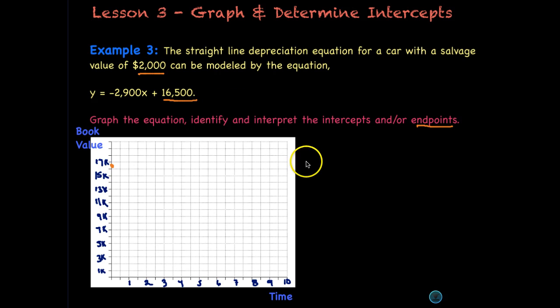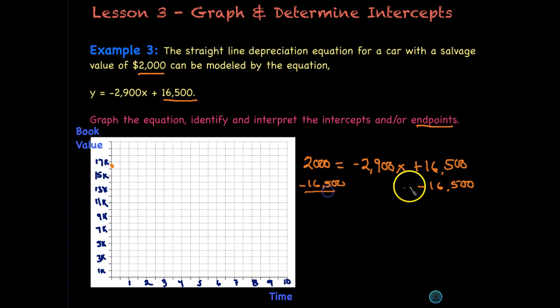So what I'm going to do is put my salvage value, 2,000, in for y, because that's as far down as I want to go. We're not going to depreciate this vehicle any lower than $2,000. So here's my equation. Let's go ahead and solve for x. First thing is we need to subtract 16,500 from both sides. When we do that, this cancels out, and we're left with negative 2,900x on the right. And on the left, we get negative 14,500. Final step is just divide by 2,900.